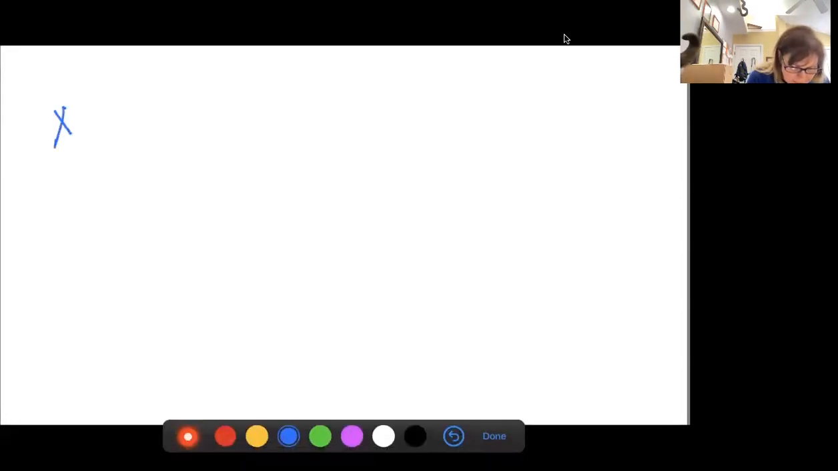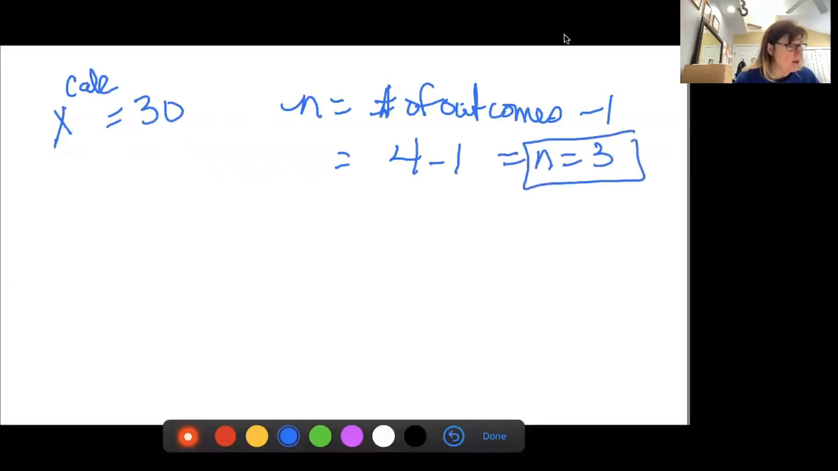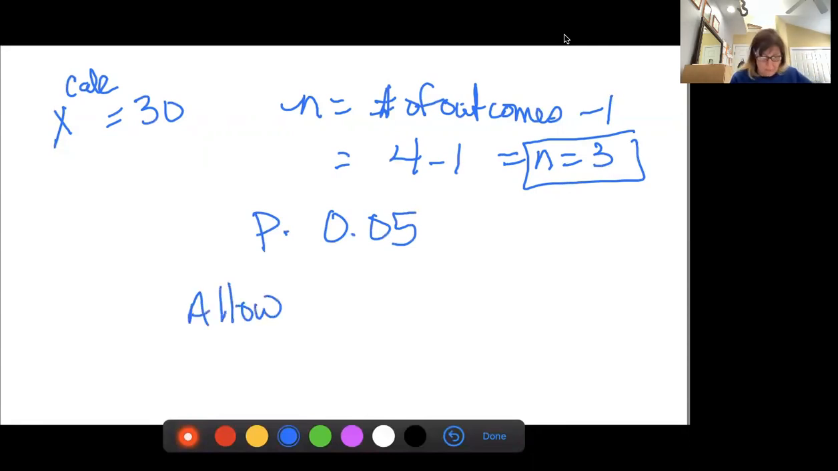My degrees of freedom. So again, my calculated chi-square was 30. My degrees of freedom, n, equals the number of outcomes minus 1. So I have 4 outcomes: black and smooth, yellow and smooth, black and wrinkled, and yellow and wrinkled. So I have 4 possible outcomes minus 1, so my n equals 3. And when I look up in my chart with my probability of 0.05, that means what kind of wiggle room for probability will I allow? My allowable chi-square equals 7.816. And we are definitely bigger than that.